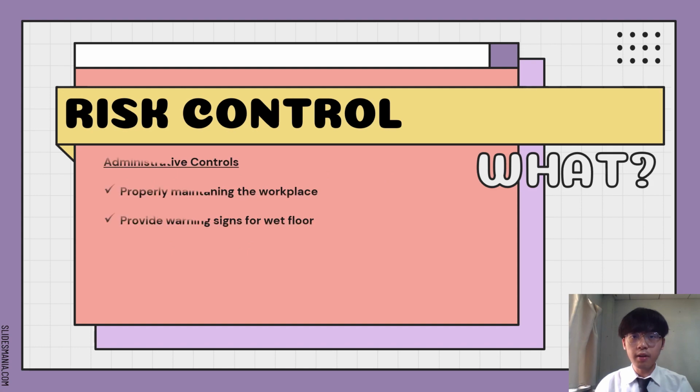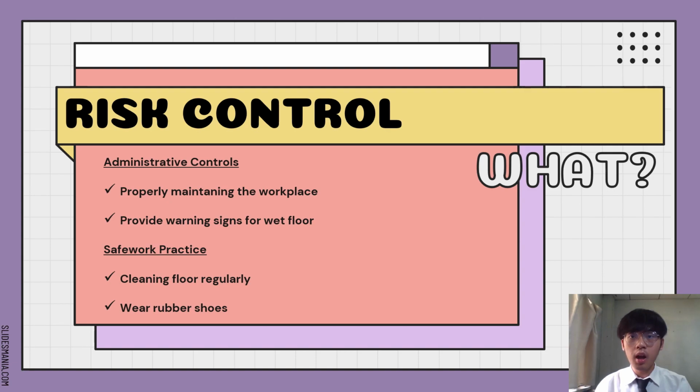To control slip and fall hazards at work, we can apply administrative control by making work procedures more secure, such as properly maintaining the workplace regularly and providing signs for wet floors. Next, workers, supervisors, and employers all must follow the safe work practice to reduce the risk of injury. For example, cleaning floors with appropriate solutions regularly. Lastly, wear proper footwear like rubber shoes to prevent slips and falls at the workplace.